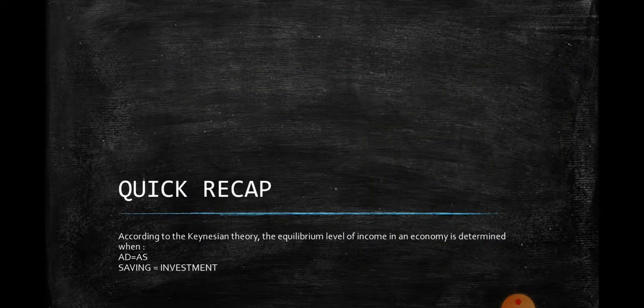Thus, a quick recap: equilibrium is achieved when AD is equal to AS and saving and investment are also equal.